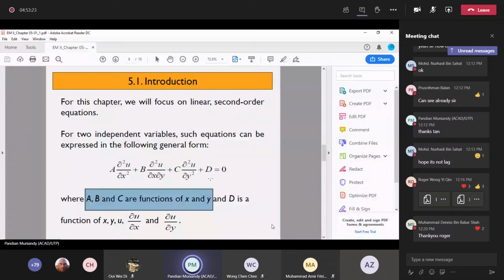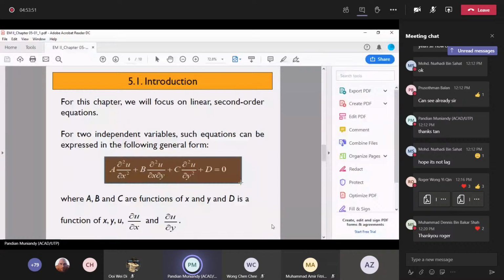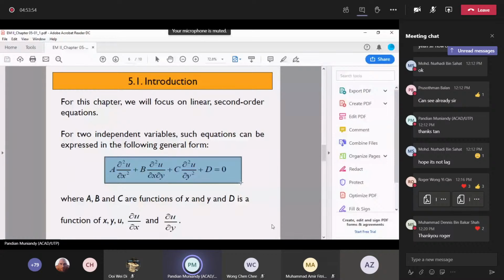And the D, you see, this is a short form. If you expand D, it will be a function of x, number one, y, u, del u del x, this is first order, and del u del y. So they cut short all this and put it in D. Why? Because this is a simplified form, easy to see. If you write all the terms, it will be very, very long. You can write it if you want, but it is not necessary. So we need to know A, B, C, and D.